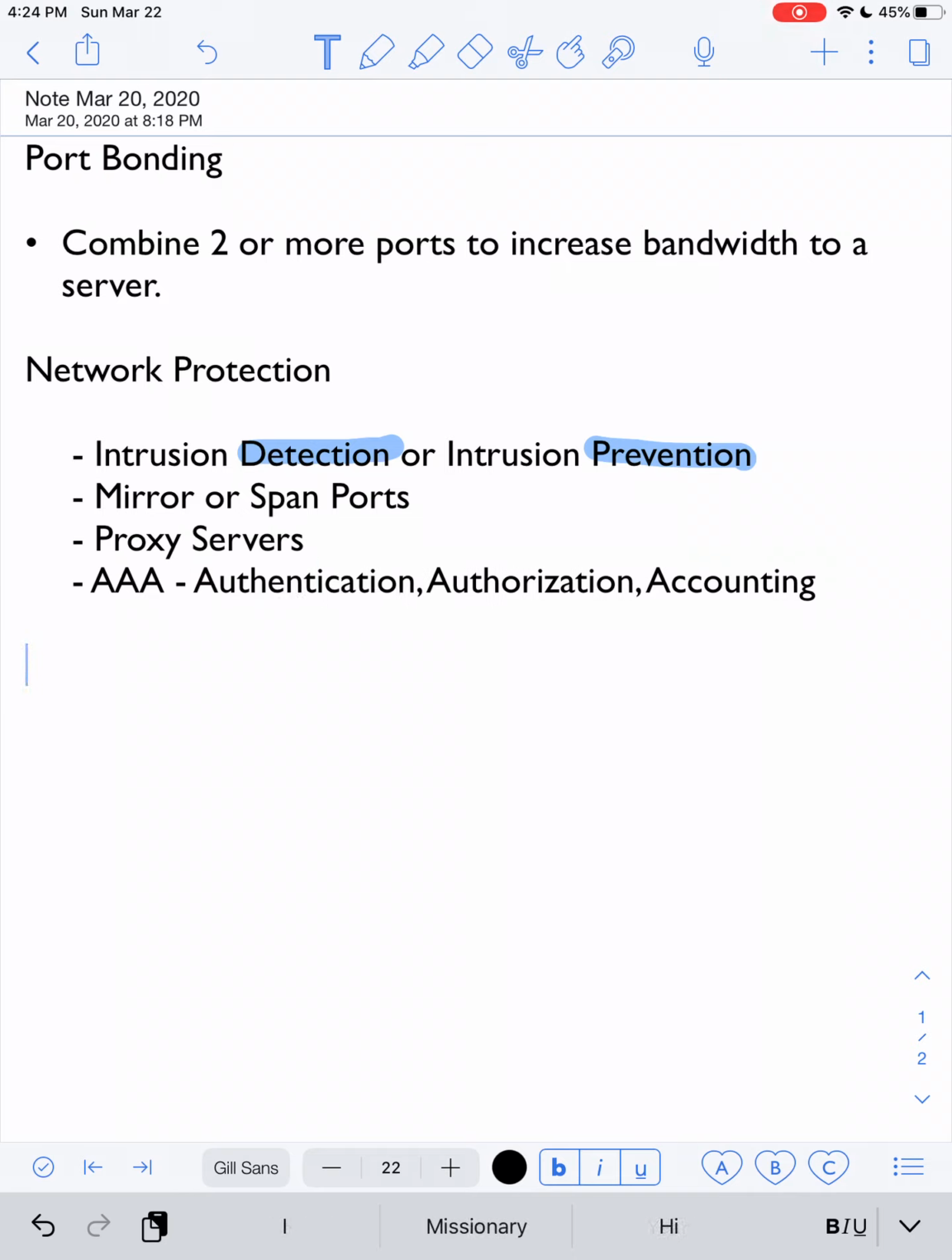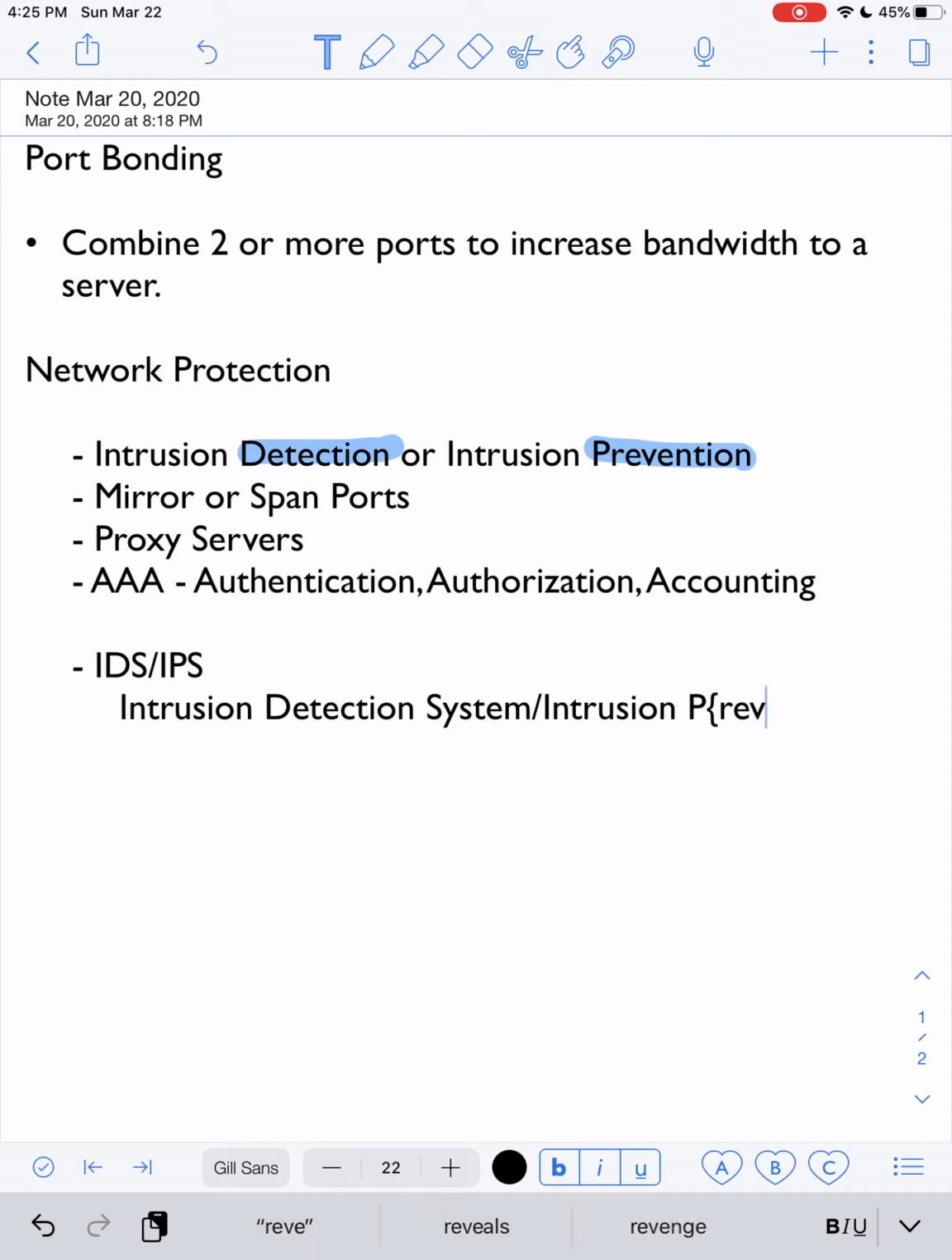A couple terms you're going to have to be aware of along with this are IDS and IPS. We discussed the intrusion detection system. What these systems do is they identify malicious network traffic.